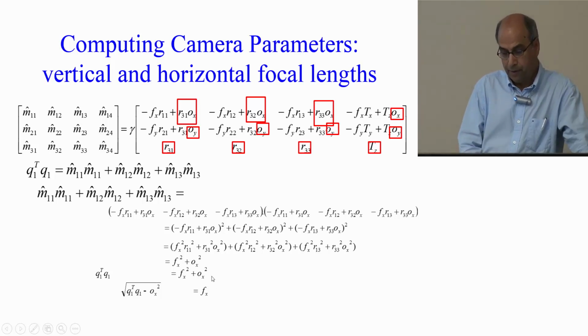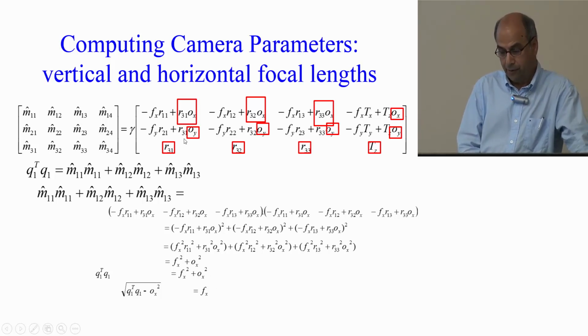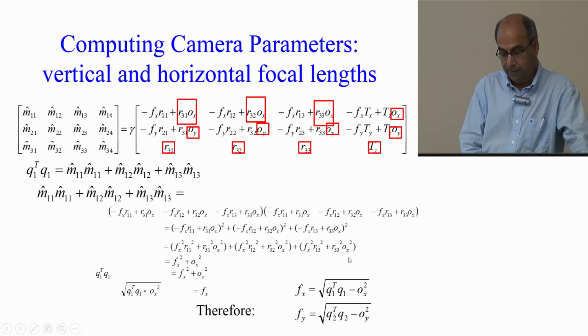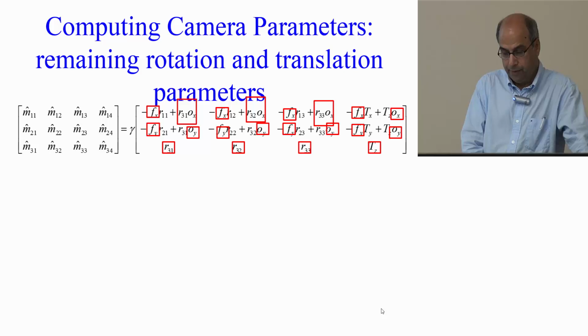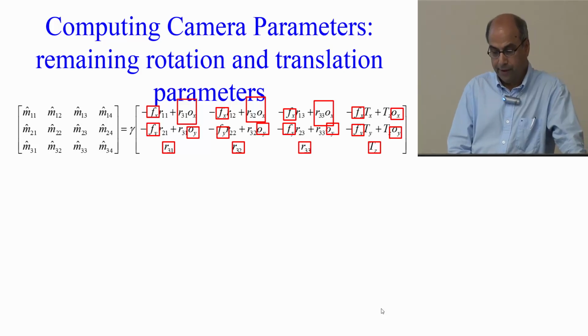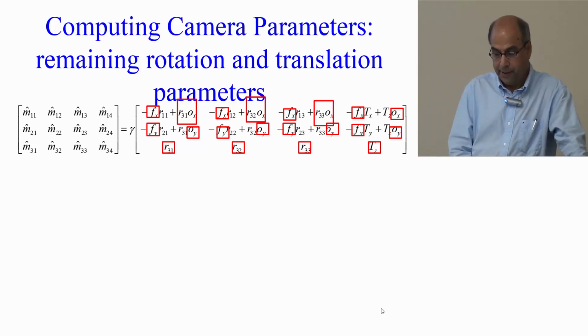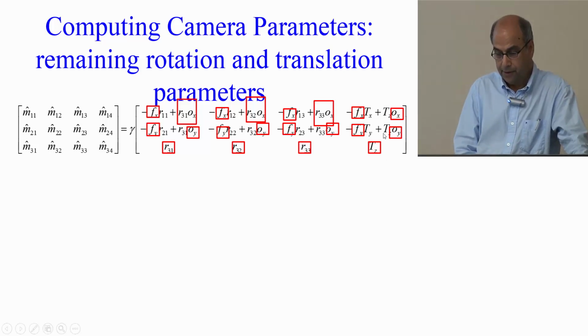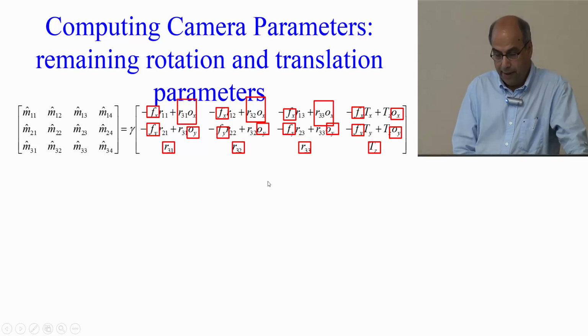Now the same thing we can do for finding oy, which is the second row, and that will become symmetrically like this one, q2 with itself minus oy square. So which is good, which means we have these elements here. Still, some of the elements are missing, especially tx and ty, and also the rotation.